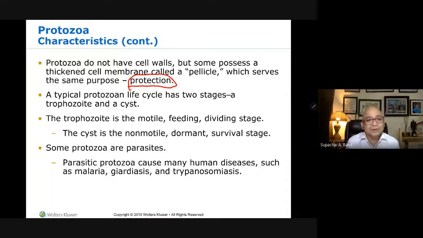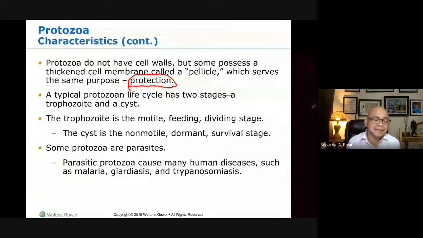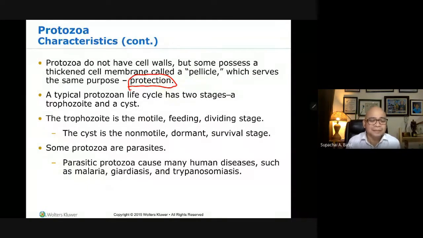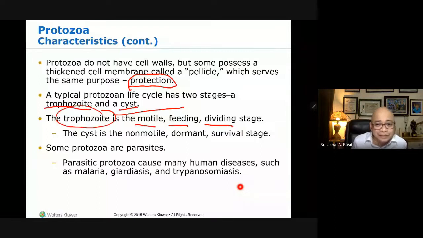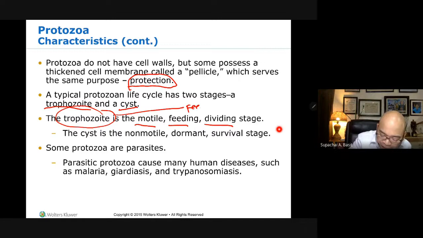Protozoa have a typical life cycle with two stages: the trophozoite and the cyst. What's the difference between them? The trophozoite is the motile, feeding, and dividing stage. In fact, the most common way to describe a trophozoite is as the feeding stage.